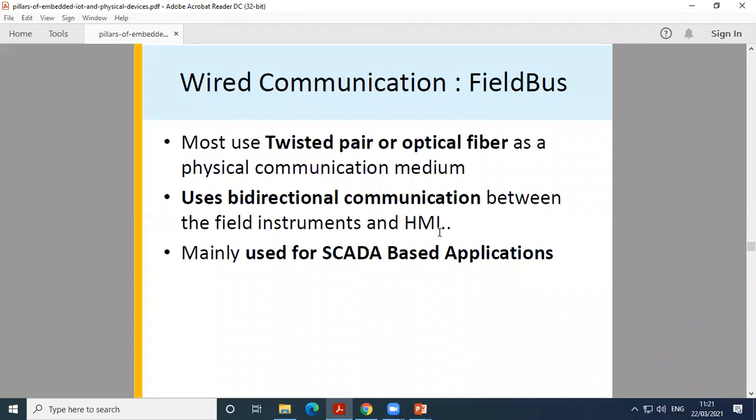You know that the OSI model is there, but it does not include all of the 7 layers. That is why field bus is mainly used for SCADA-based applications. In the earlier session, we have seen the SCADA application and that field bus is used there. So the field bus mostly uses twisted pair or optical fiber cables as the physical communication media, it also uses a bidirectional communication medium, and it is mainly used for SCADA-based applications.